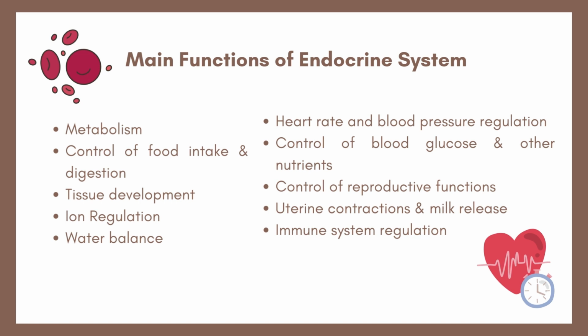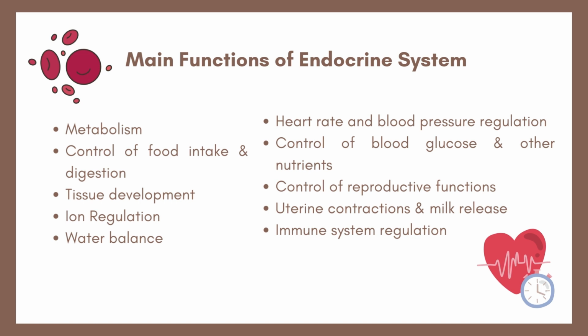Another function is ion regulation, meaning the endocrine system helps regulate blood acid level as well as blood concentrations in our body. Next is the water balance, meaning the endocrine system controls the solute concentration of the blood. Another function is heart rate and blood pressure regulation. For example, if your heart rate is fast or your blood pressure is high, the endocrine system will send hormones to help regulate your fast heart rate or high blood pressure.